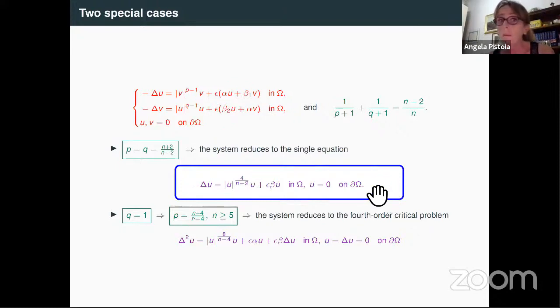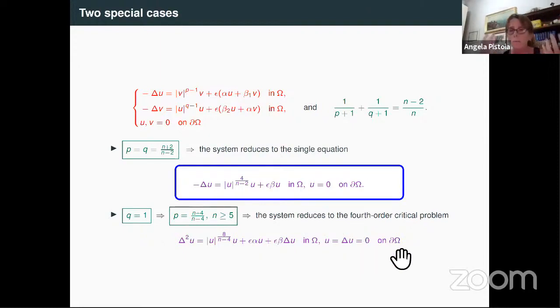And when q is equal to 1, then p is equal to n plus 4 over n minus 4, and in this case n is greater or equal than 5. And the system reduces to a fourth order critical equation, which is written here. So biharmonic of u equal to u to this exponent, which is critical for the embedding of H^2. Here there is a linear perturbation term, and we have a Navier boundary condition.